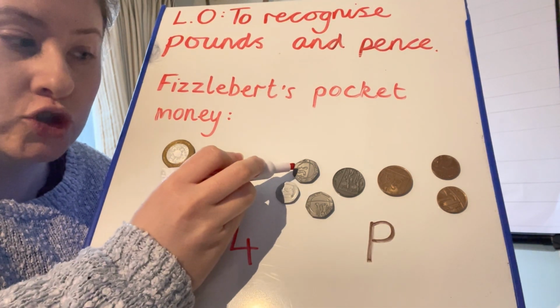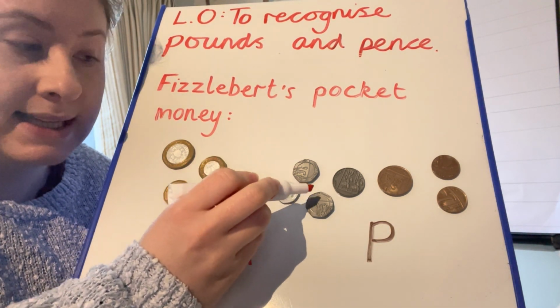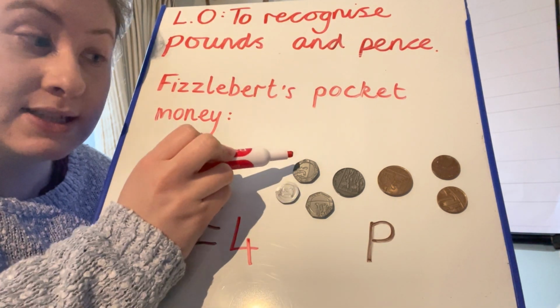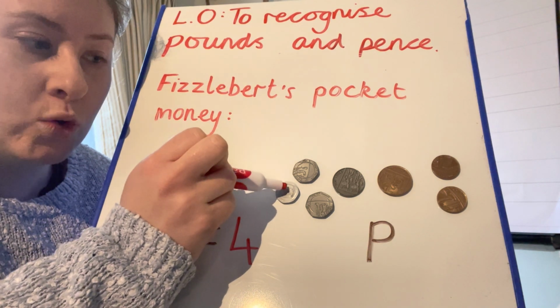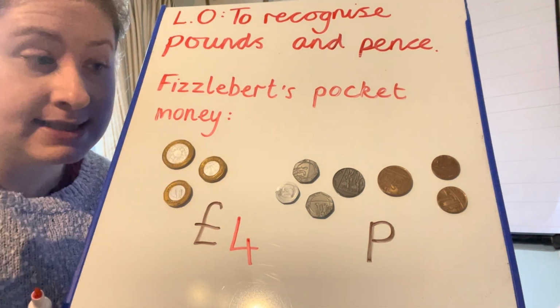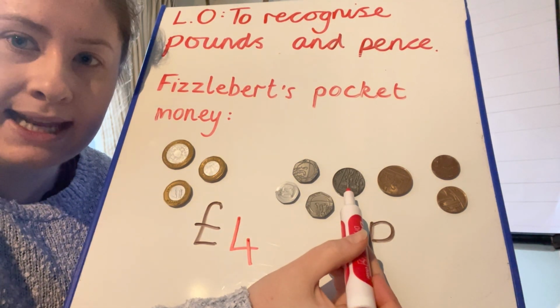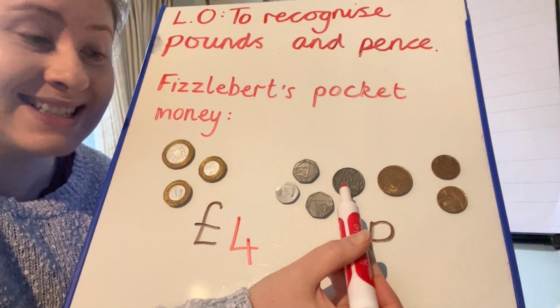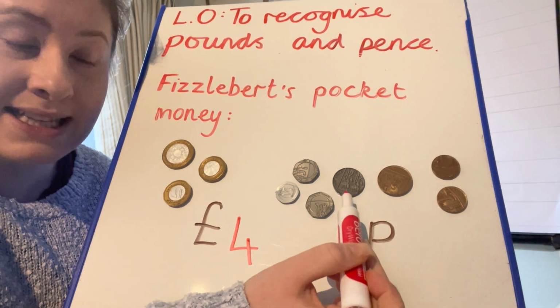So I can see I've got 20, another 20 and another 20, which makes 60. Let's count together just to check. 20, 40, 60. I'm going to keep 60 in my head. I've then got a 10p to add on. 60 add 10 is 70. Well done. So I've got 70 pence.